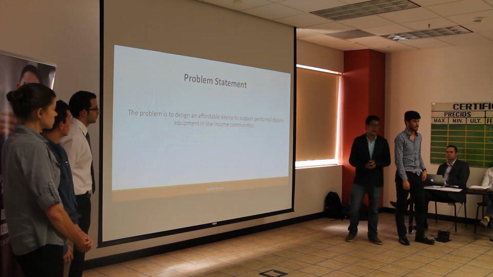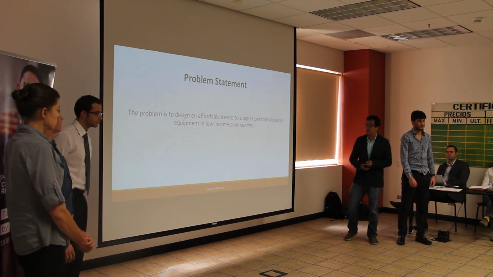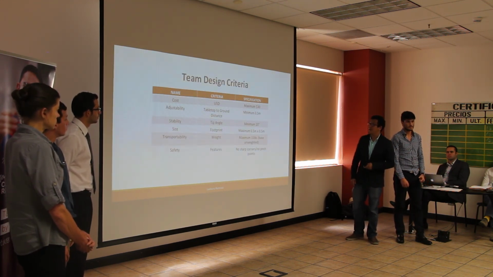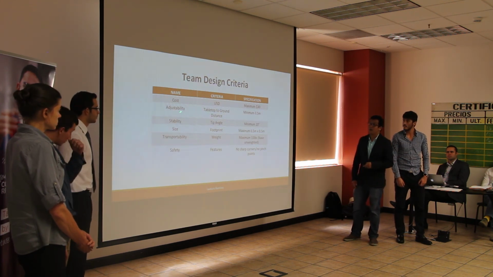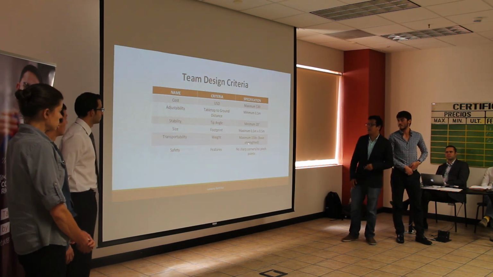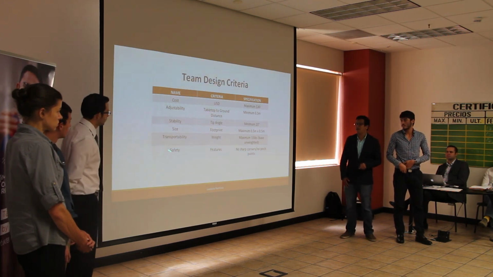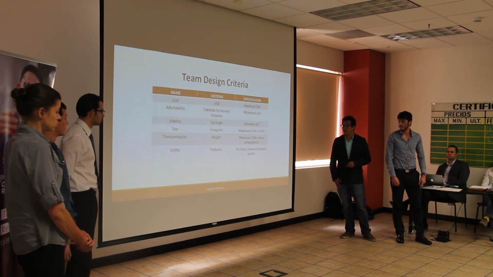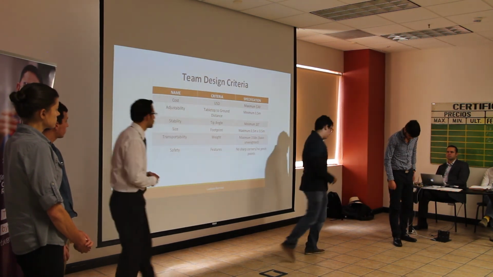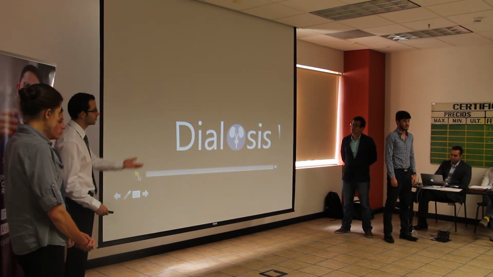The problem is to design an affordable device to support peritoneal dialysis equipment in low-income communities. The cost must be less than $30. The device has to be adjustable, stable, and transportable. That means a maximum weight of 15 pounds, and it has to be safe. That means no sharp corners or pinch points. So we're going to show you our final design after brainstorming and prototyping. So, Dr. Richardson.